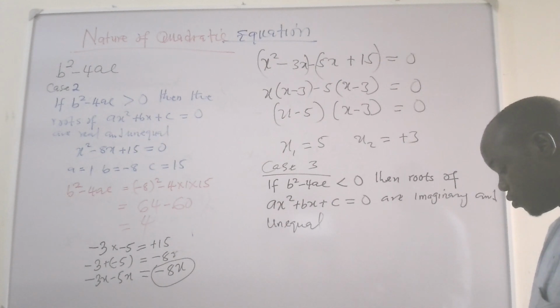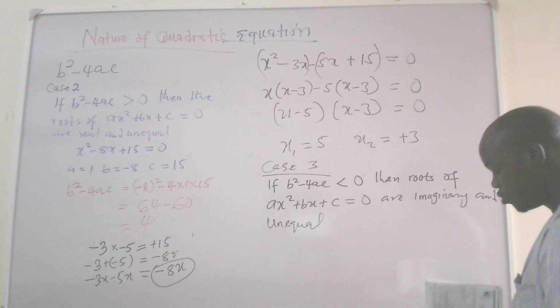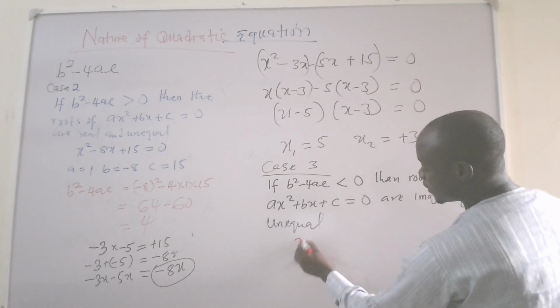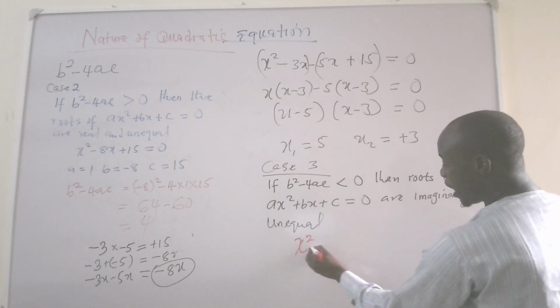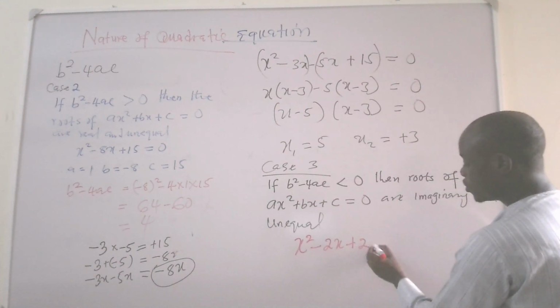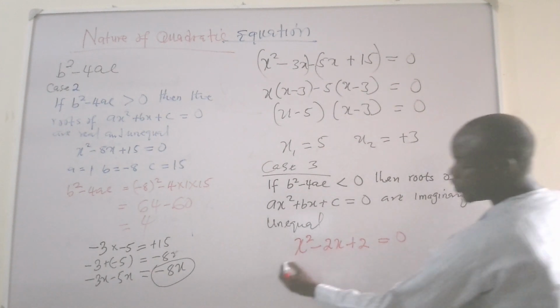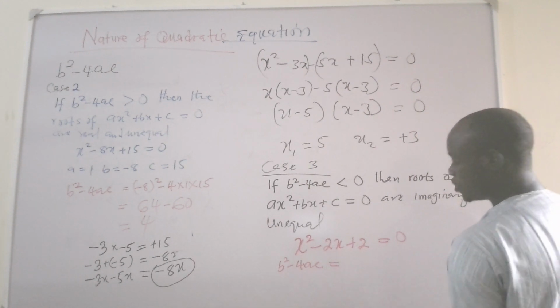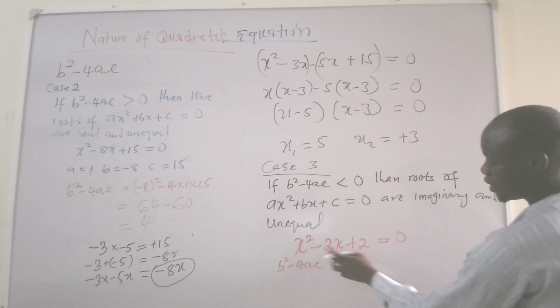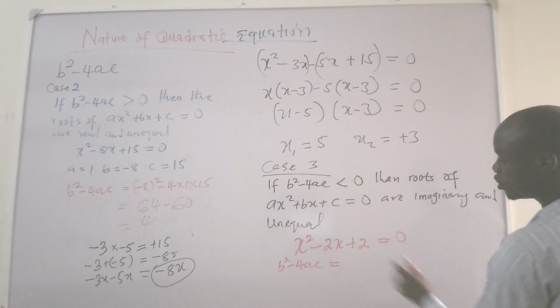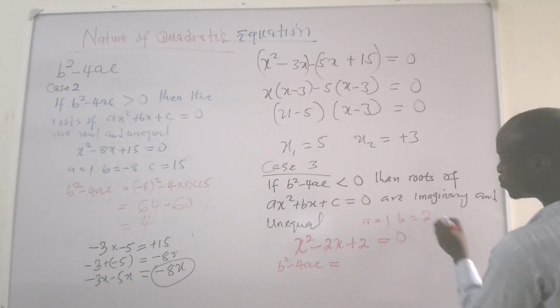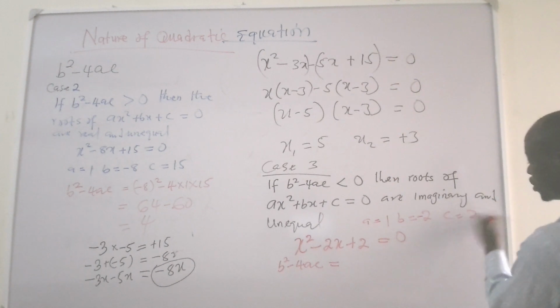Let's take an example for case 3. So assuming now we have an equation like this: x squared minus 2x plus 2 is equal to 0. So now let's take our discriminant, b squared minus 4ac, is equal to, so we have to get the values of a, b, and c. From this equation, our value of a is 1, our value of b is minus 2, and our value of c is 2.